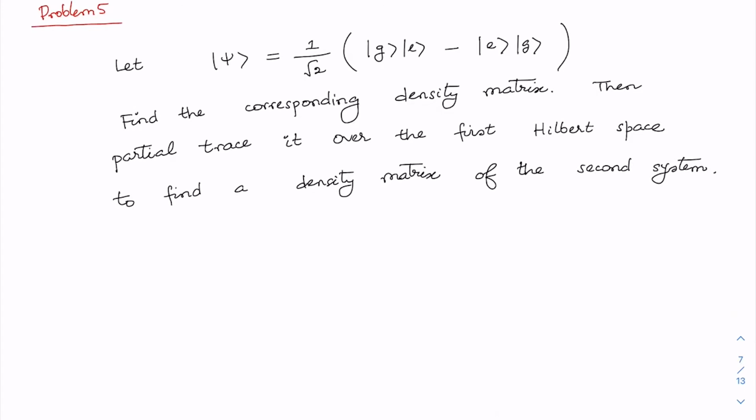You are given a state vector, a state ket, and you are asked to find out the corresponding density matrix. Then partial trace it over the first Hilbert space to find the density matrix of the second system. Okay, so as you can see from this expression for the state vector here, this is actually a composite system. System 1 and system 2 is there, and we have to find out the density matrix for the second system by the partial trace method. So let us do it.